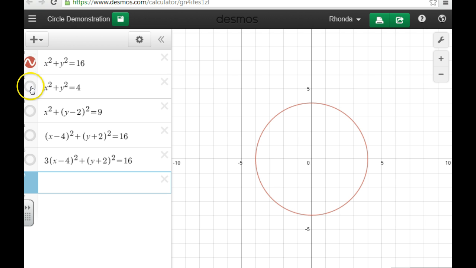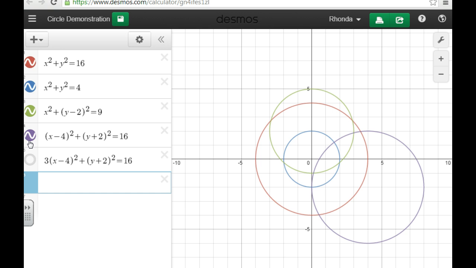This one is going to have a radius of 2, like a bullseye, right? It's right inside the other one. Now, what about this guy? Radius is 3, and it's shifted up 2, because it changed the y. This one is shifted right 4, down 2, and has a radius of 4. Oh my gosh, this is a preview of next chapter.